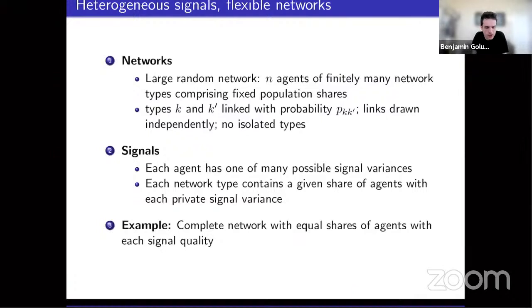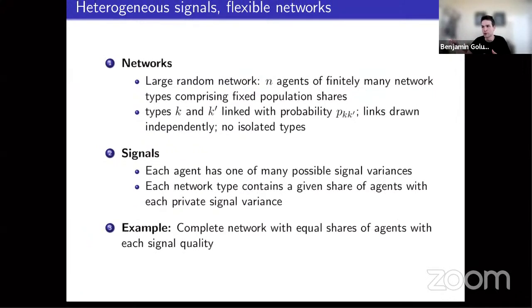This is the same thing in writing. You have a large random network, many network types with given population shares, and probabilities of those network types being linked. Each agent has one of many possible signal variances, so there are also signal types. There's some joint distribution of network and signal position, which captures a general notion of a big network with lots of different courses going on, and the P's tell you how people observe other people, like the junior physics majors may observe the math majors who tend to take this particular course with some probability, things like that.